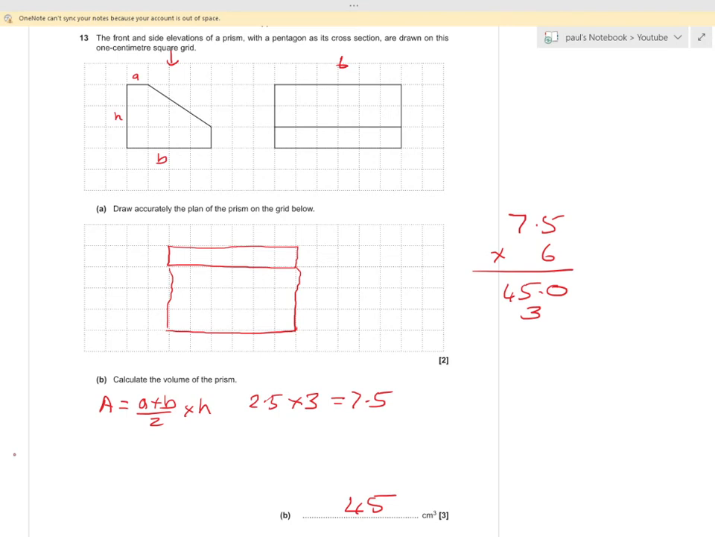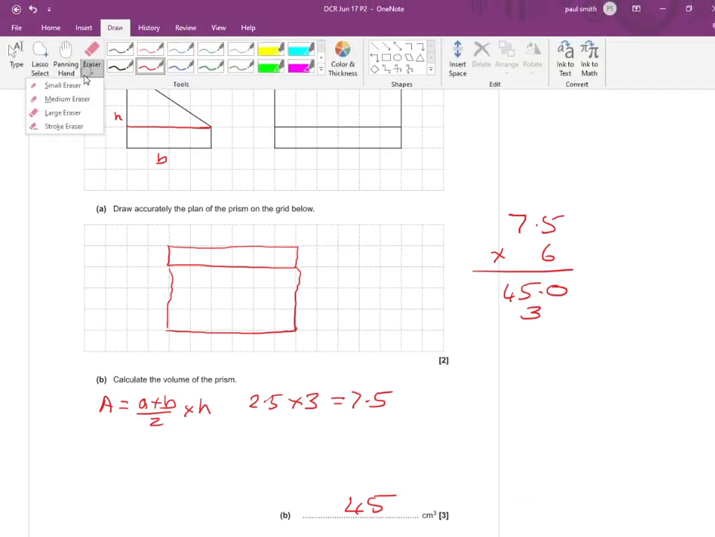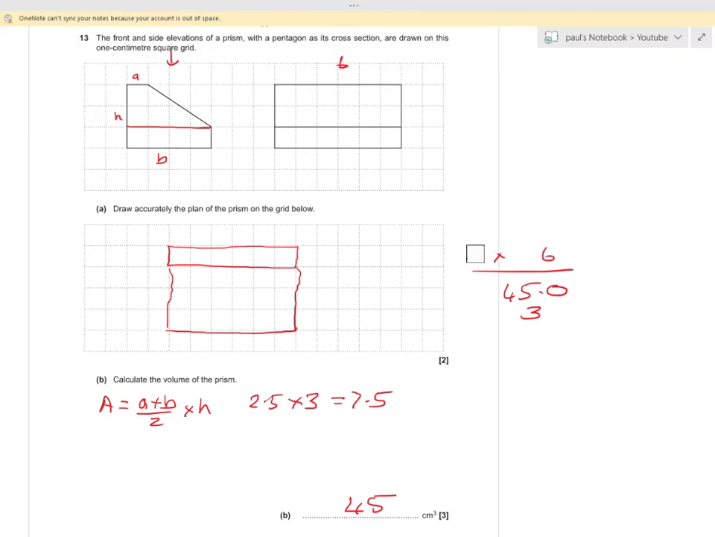Done something wrong. Done something wrong. Right. I've got the area of that wrong. That is just finding there. Oh, hang on. Yeah, that's not the right number there, is it? That's not the right number. So let's come back to that.